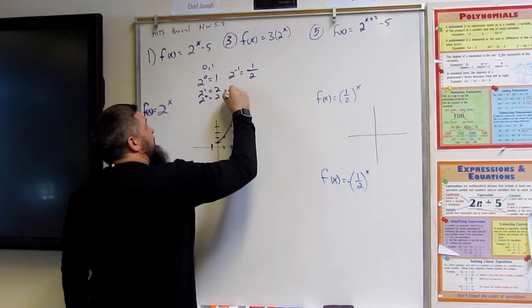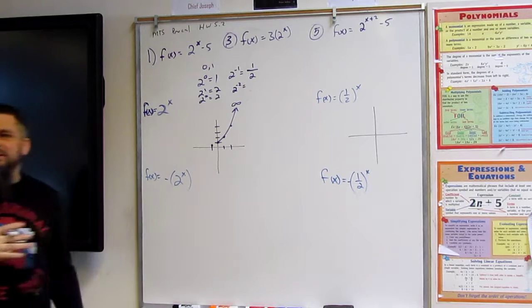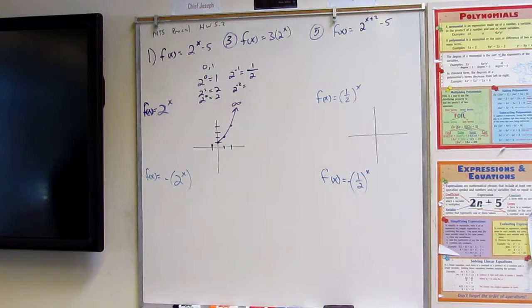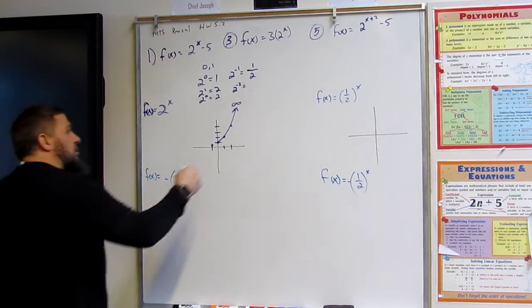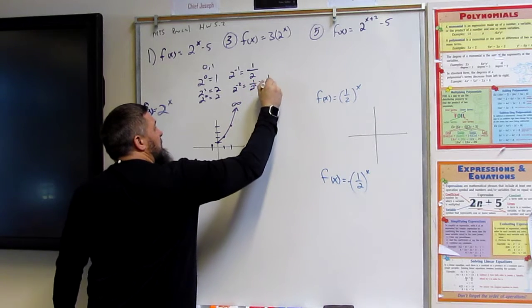What about at negative 2? It should be a flat 1, but wait, no, it'd be a quarter. It'd be 1 over 2 squared. A quarter.